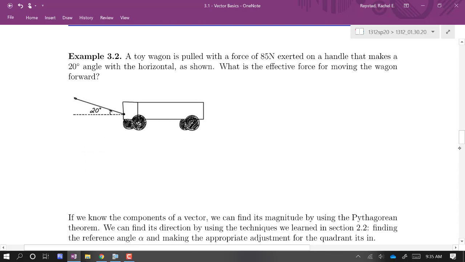Vectors have lots of applications. We already learned last semester that a force is a vector quantity. It has magnitude and direction. So here we've got a toy wagon pulled with a force of 85 newtons exerted on a handle that makes a 20 degree angle with the horizontal. And we want to know what's the effective force for moving the wagon forward. Basically, what's the x component here?